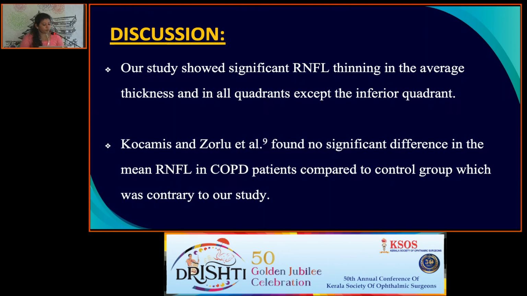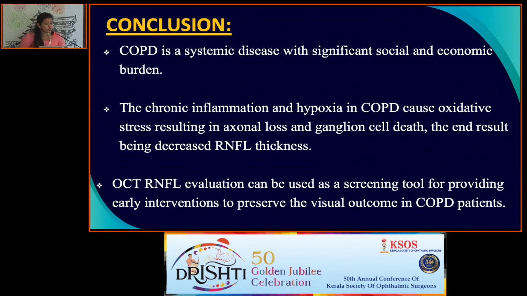A study conducted by Kosamix and Zorlo et al. found no significant difference in the mean RNFL in COPD patients compared to the control group, which was contrary to our study. In conclusion, COPD is a systemic disease with significant social and economic burden. The chronic inflammation and hypoxia in COPD cause oxidative stress, which results in axonal loss and ganglion cell death, the end result being decreased RNFL thickness.